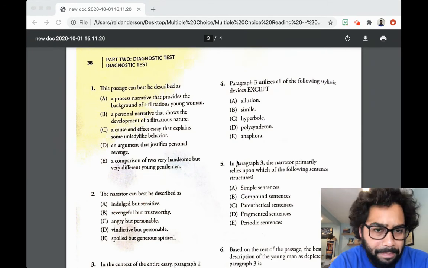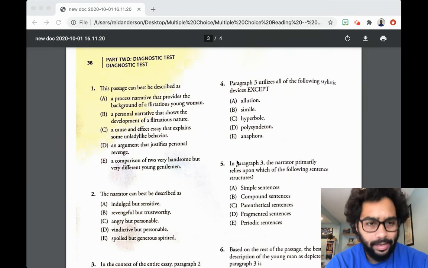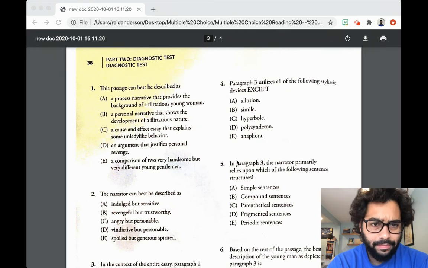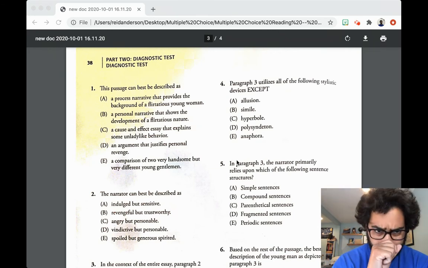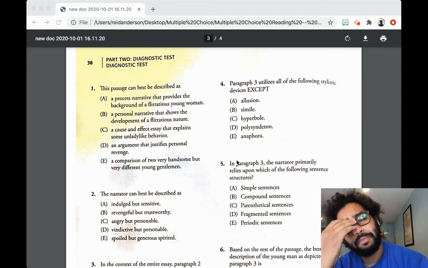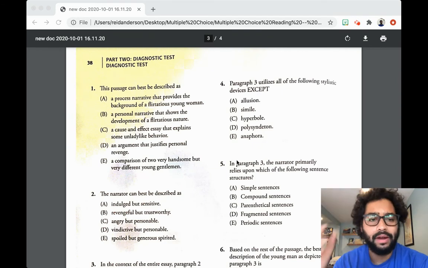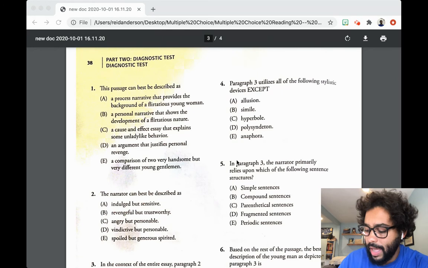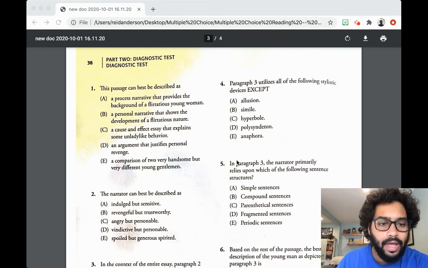"This passage can be best described as A, a process narrative that provides the background of a flirtatious young woman." Now, it's kind of a process narrative, and it does give the background, but I don't think that's the point of it. And so I'm not going to cross it off, but I'm not going to think that's the absolute answer either. Let's move to B.